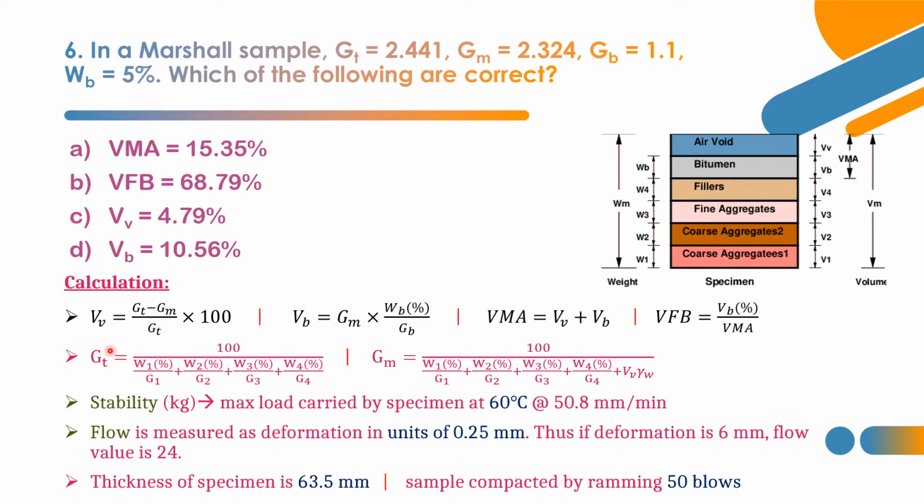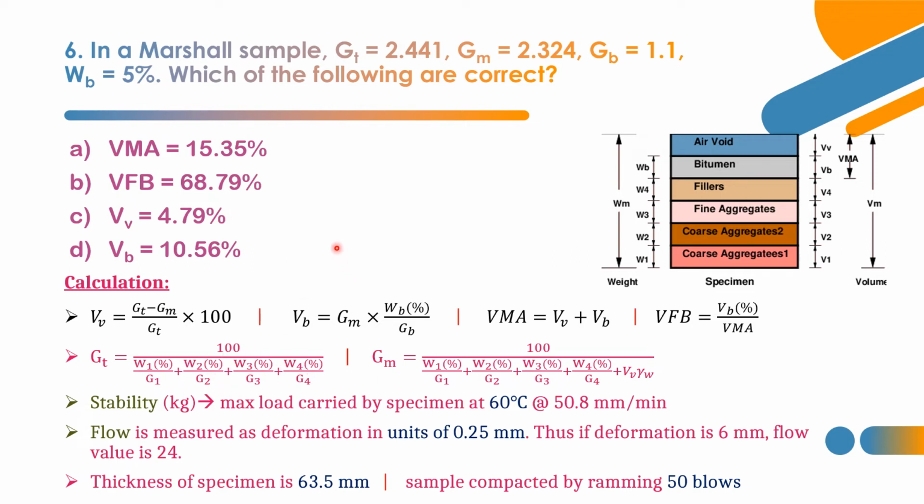In the case of theoretical specific gravity, that is G suffix T, that shall be found by using this relation: 100 by (W1 by G1 plus W2 by G2 plus W3 by G3 plus W4 by G4), without the volume of voids. That is the theoretical specific gravity. And in case we are adding the volume of voids here, then that shall be called bulk specific gravity or mass specific gravity.